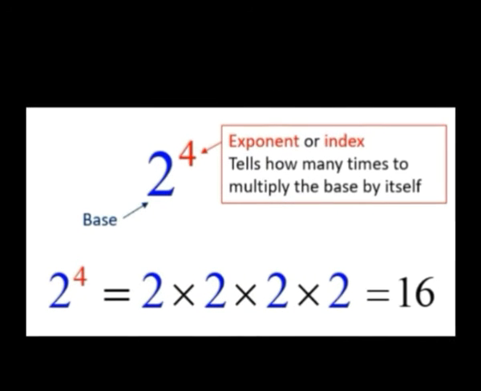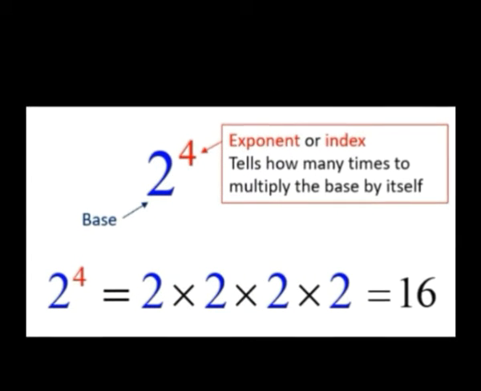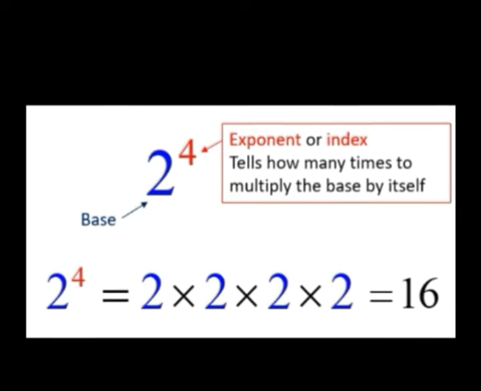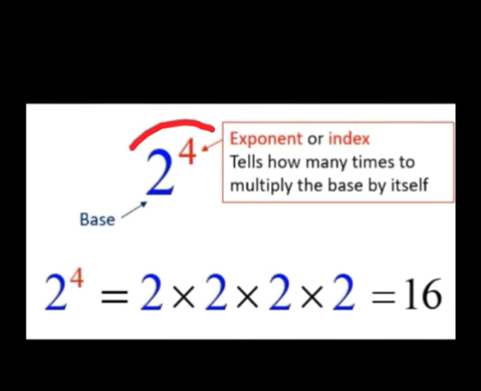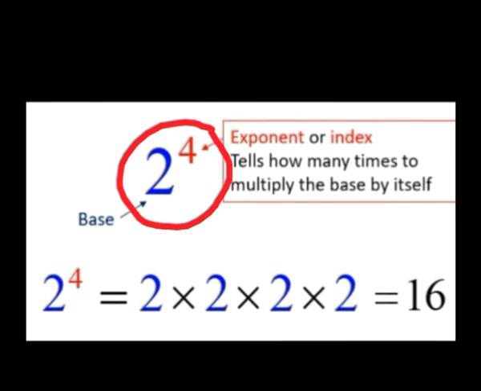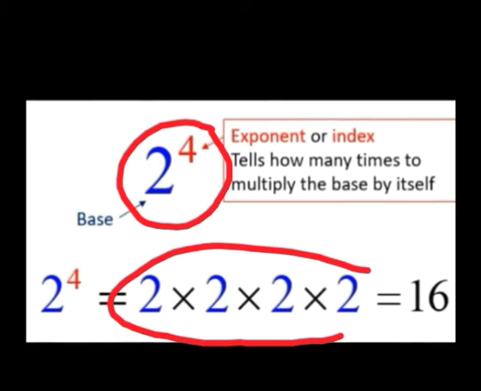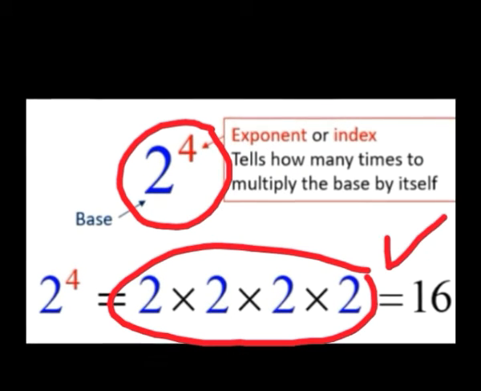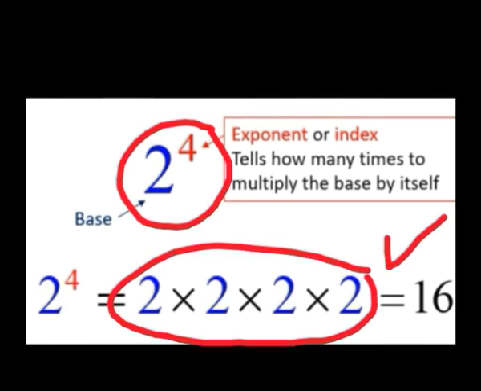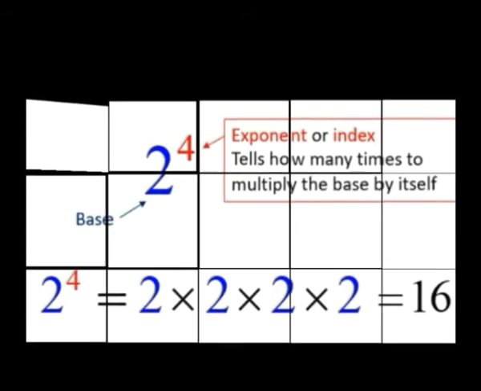Students, you already know how to deal with positive exponents. Here we have an example, 2 raised to the power 4. You know what to do? 2 is going to be multiplied by itself 4 times to get 16 as the answer. But what if the exponent is negative?